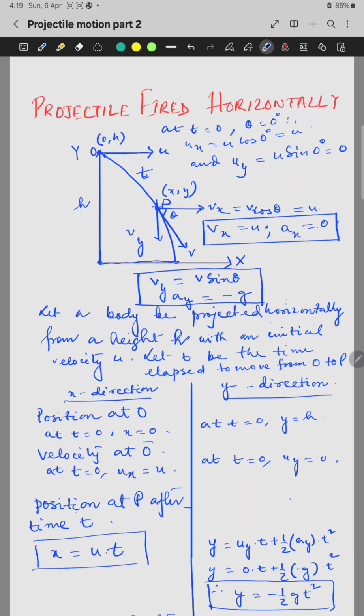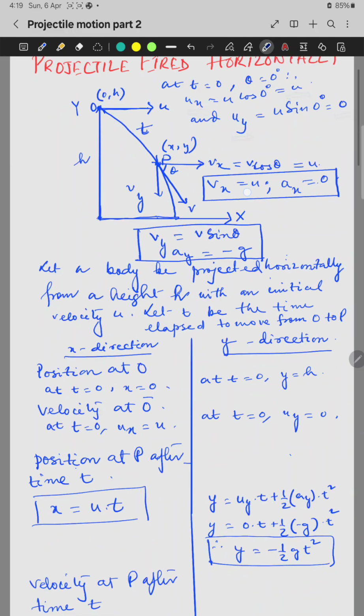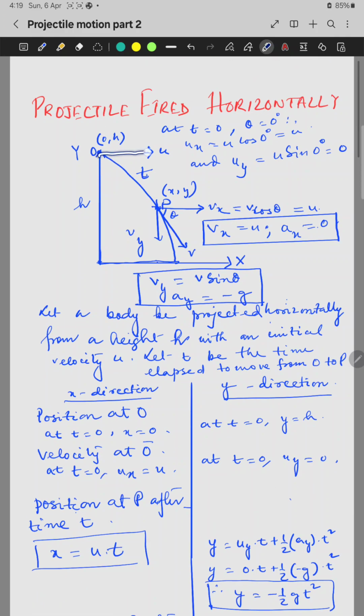Okay, so at the initial time, that is at time t equals 0, we can write the velocity along the x direction to be u and the velocity along the y direction to be 0. Now here theta is 0, as you can see that the velocity is directed along the horizontal. That is, it is moving parallel to the ground. So naturally theta will become 0.